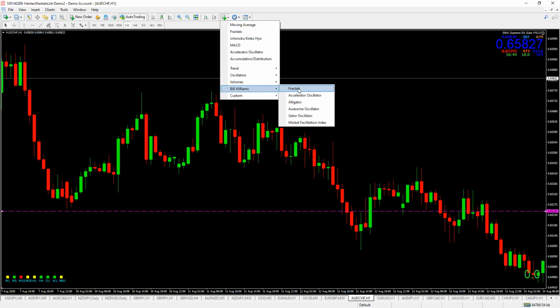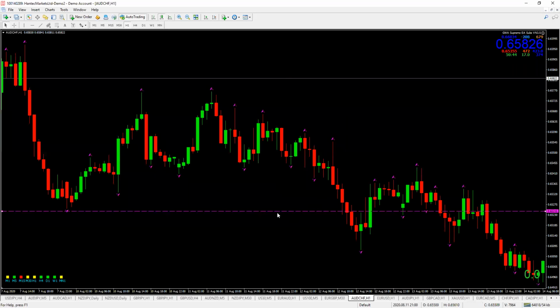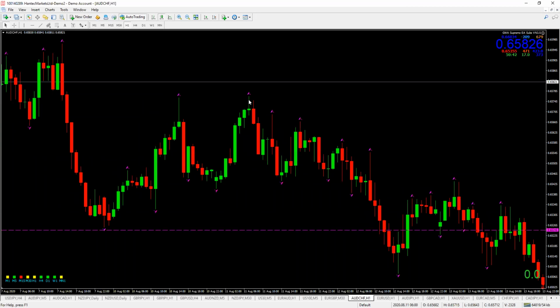So you click on fractals. I love mine as magenta. Click on it. Voila. You see what happens there? All these arrowheads are now placed there. Now, just in case you don't know what fractals are, I'll quickly go through it. I won't go through it in details. Well, not today. Maybe during some other sessions I will.